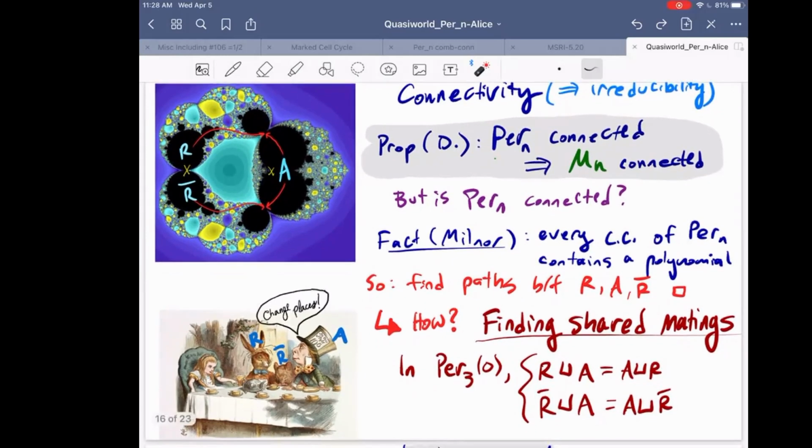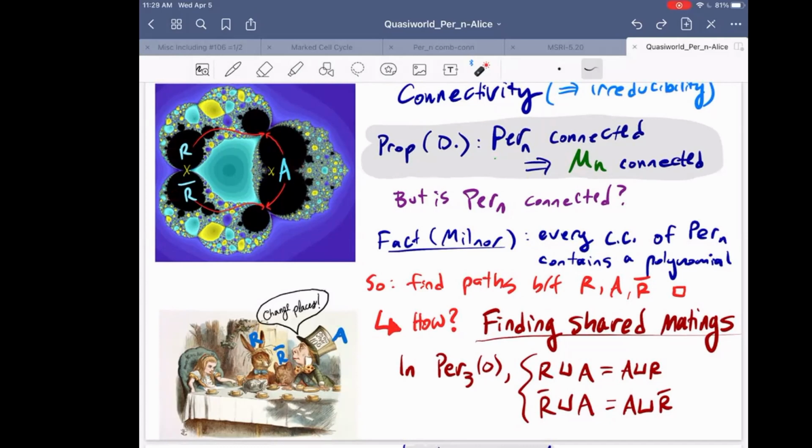The fact from Milnor, though, is that every connected component of Per_N contains a polynomial. So in Per_3, there are 3 polynomials: the rabbit, the co-rabbit, and the airplane. So there's at most 3 connected components.